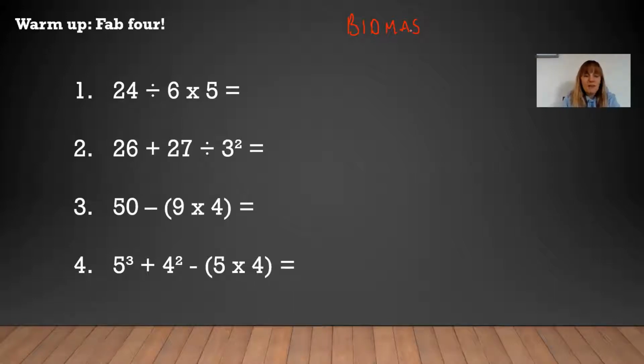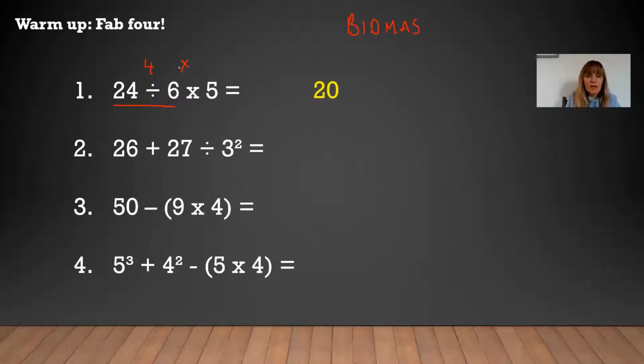All right, okay, so here we go. So for the first one then, BIDMAS, what's the first thing that has to be done in question 1? Well, division comes before multiplication. So we have to do 24 divided by 6 first, which gives us an answer of 4. And then we times that by 5. So our answer is 20.